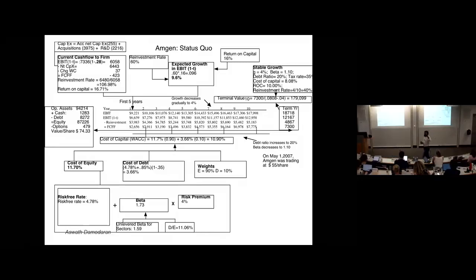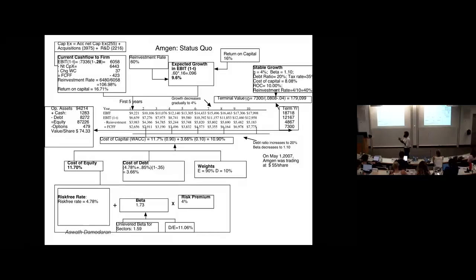My reinvestment rate for the next 5 years is 60%. My reinvestment rate after year 10 is 40%. You know how I got from 60 to 40? I went 60, 56, 52, 48, 44. My cost of capital for the next 5 years is 10.9%. The cost of capital after year 10 is 8.08%. I took lead.